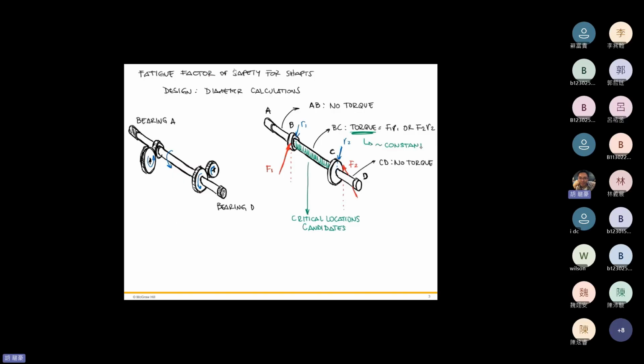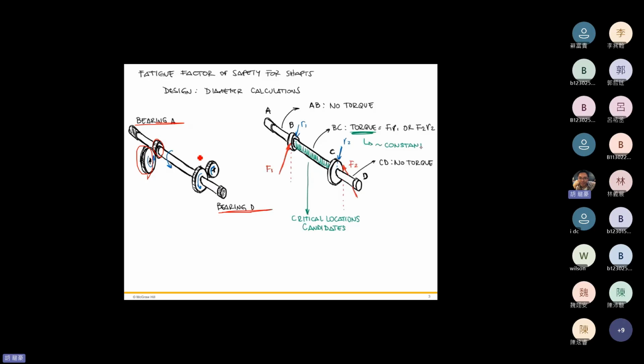Okay, and then there's an example here. Suppose we have a shaft with bearing A fixed and the bearing D right here, and this shaft is transmitted by gears. This one is called the pinion. For the larger gear, it's called the gear, and the smaller one is called the pinion.